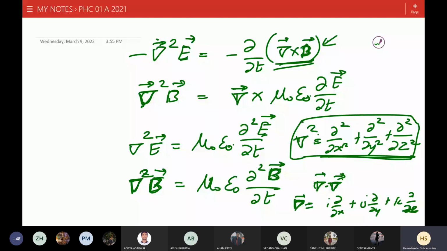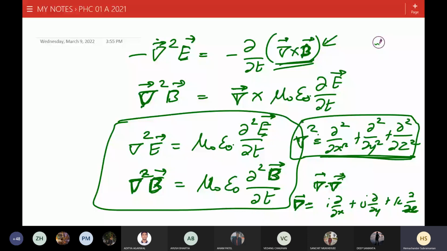So look at these sets of equations. You have an equation for E and an equation for B. They're separated, not coupled anymore. But now it is second order. Earlier, in Maxwell's equations, E and B were coupled and they were first order equations. Now the equations are second order, dou square by dou x square, but they are decoupled.